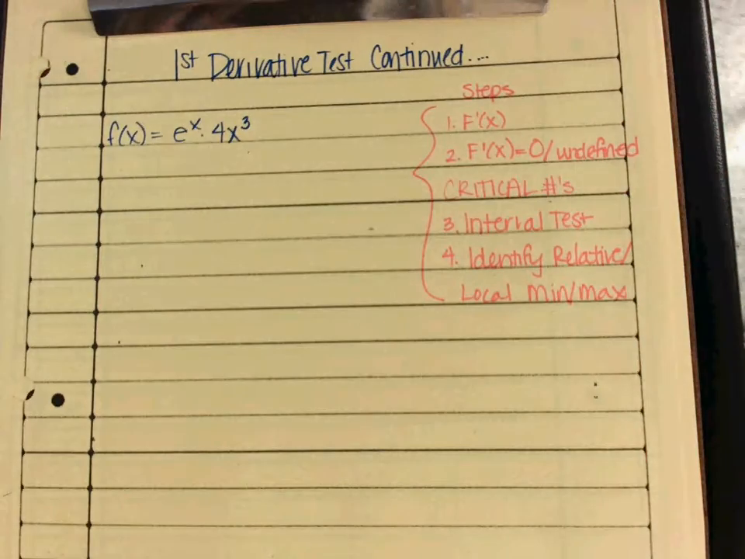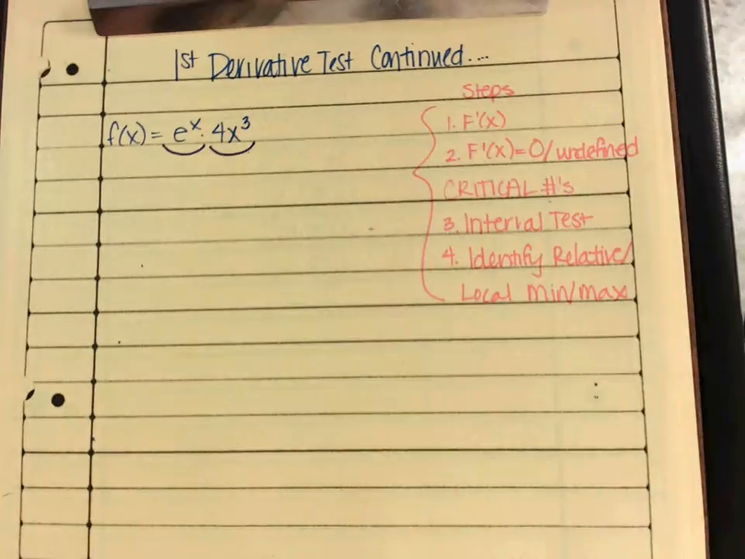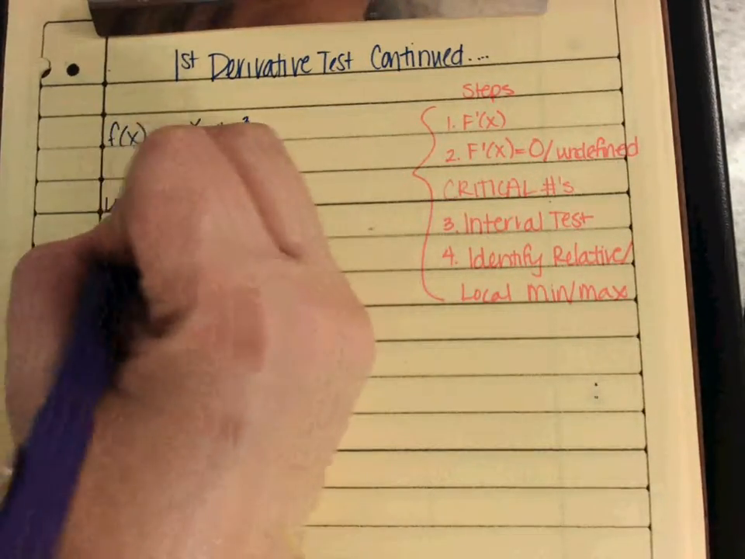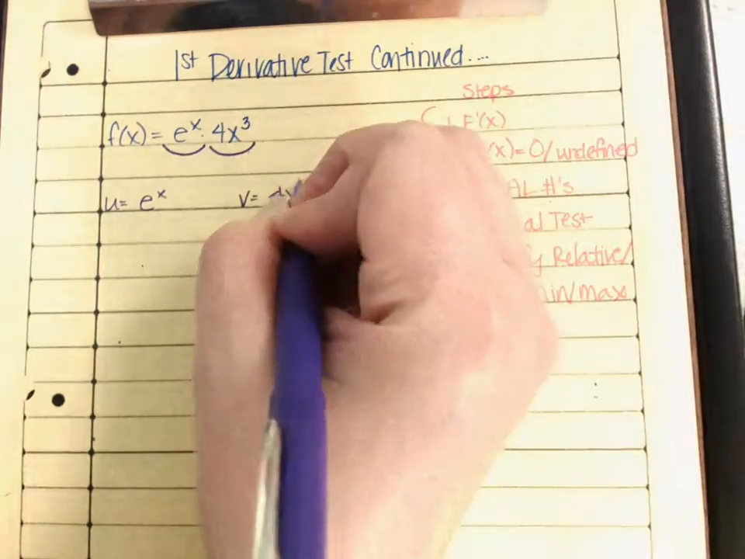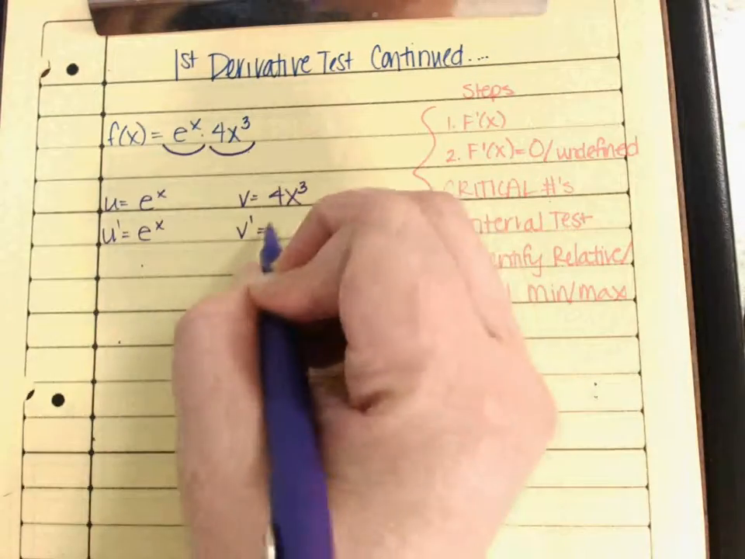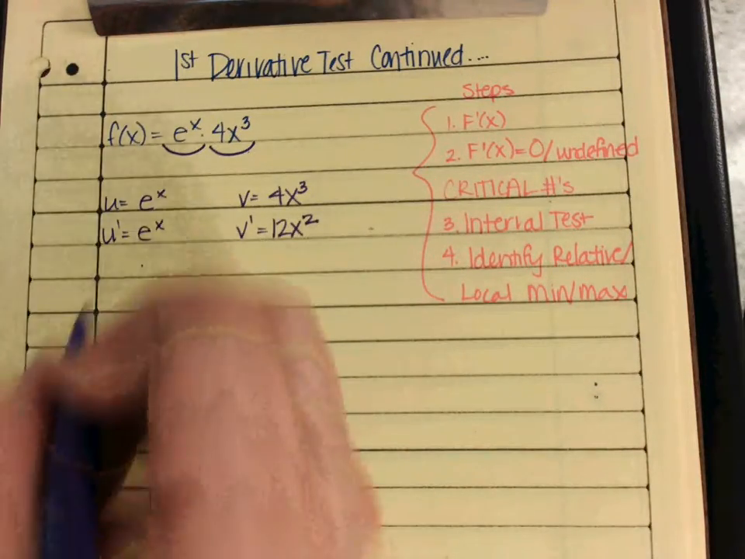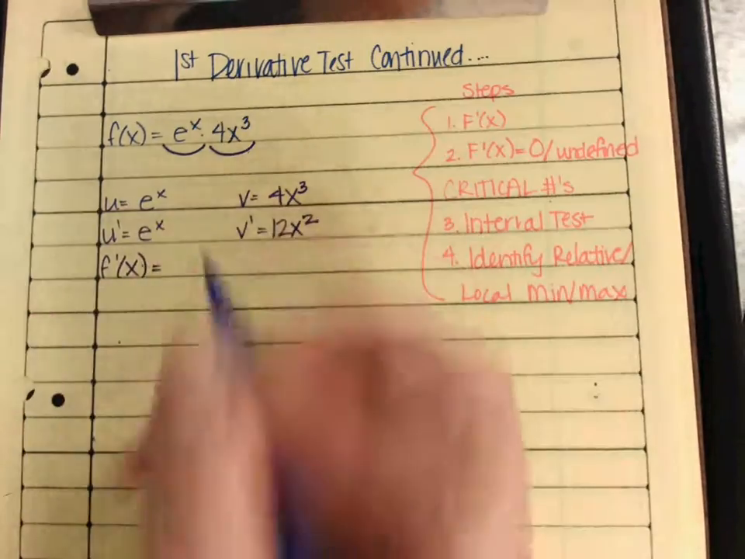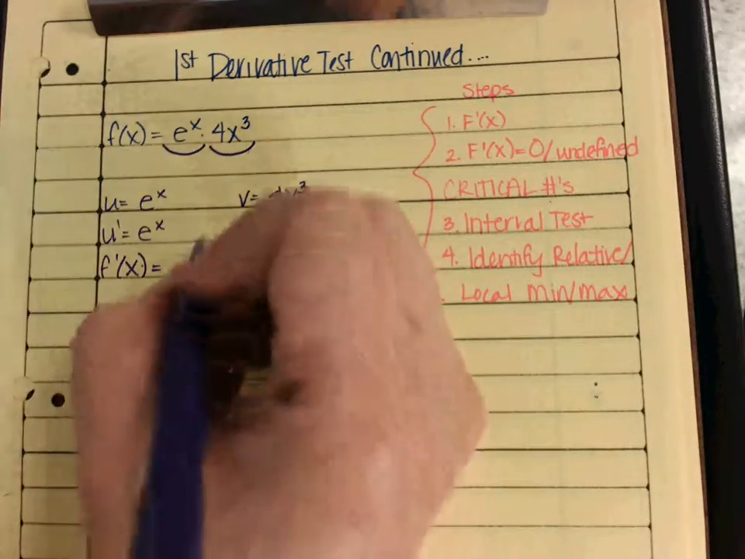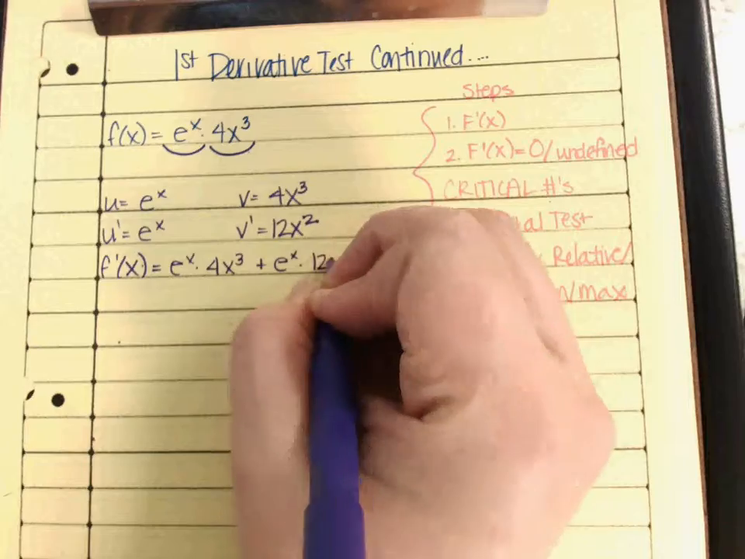Those are the steps that we learned yesterday. We only got through two examples, so we're going to finish those now. Step number one is to find f prime. What rule am I going to need to use to take the derivative? Product. Great. So this is my u, this is my v. U is e to the x, v is 4x cubed. What is u prime? E to the x again. What is v prime? 12x squared. Remember, product rule, you do one diagonal plus the other. So f prime of x is e to the x times 4x cubed plus e to the x times 12x squared.